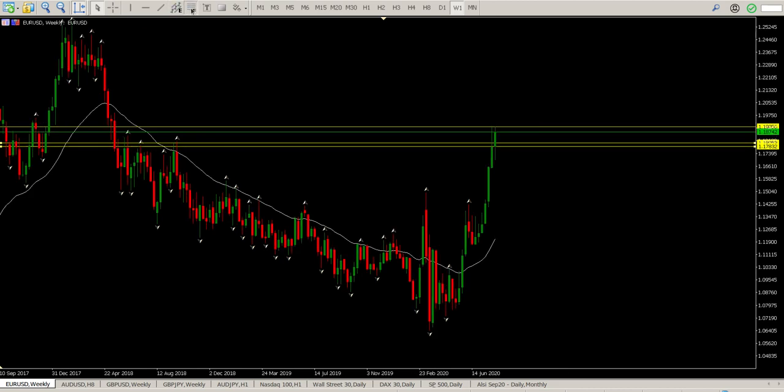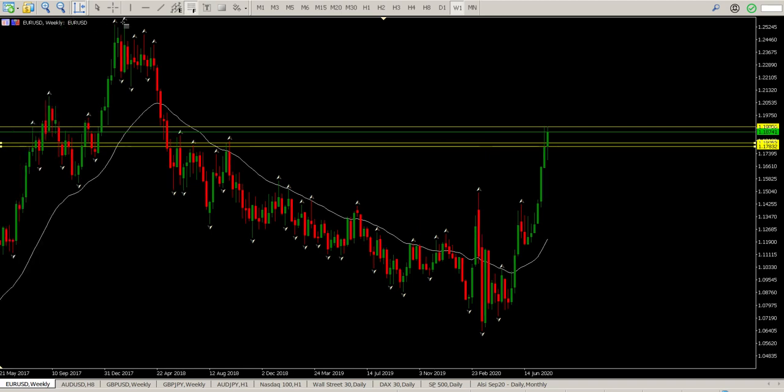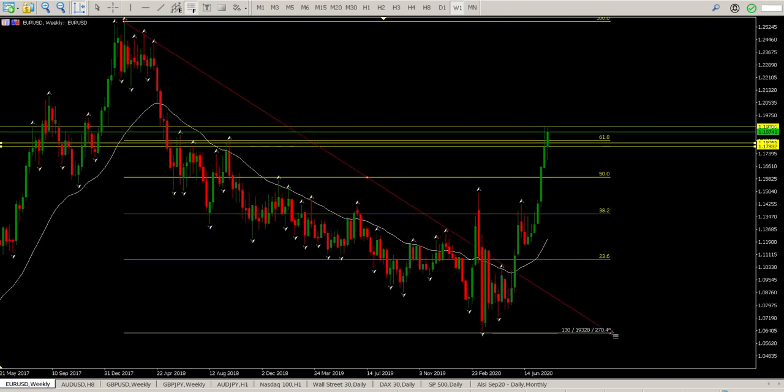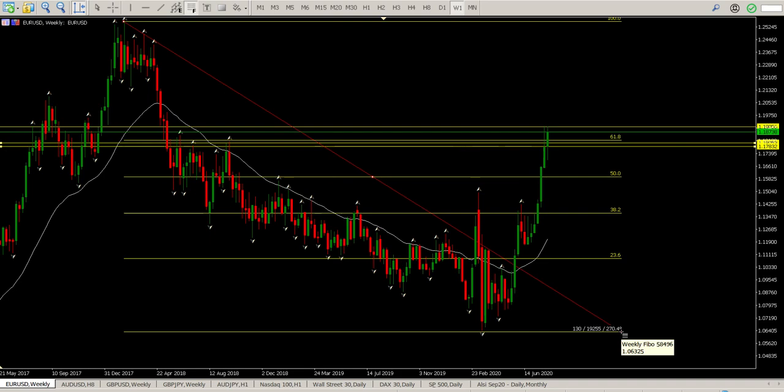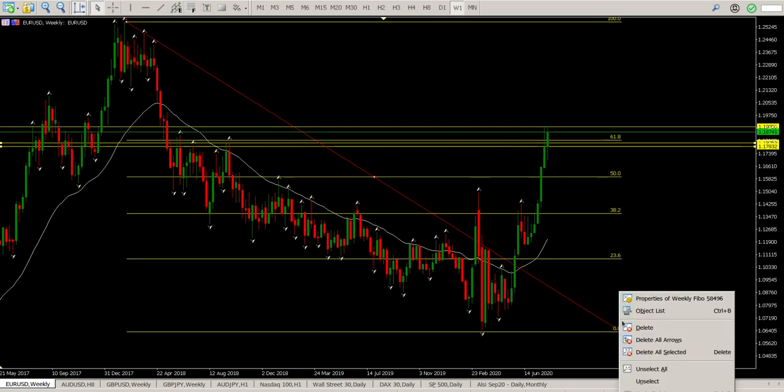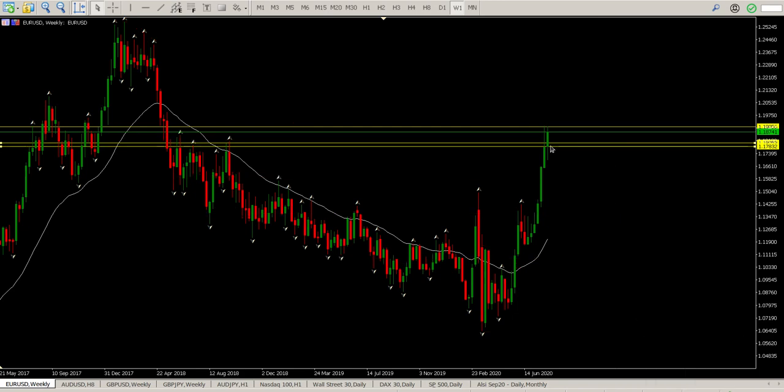I would assume, I haven't checked this, but I would assume that that is a pretty big Fibonacci level, just through the Fibonacci, 61.8. Okay, so last week we rejected the 61.8, and this week at the moment we are breaking through. So it just depends on how the weekly closes on this.